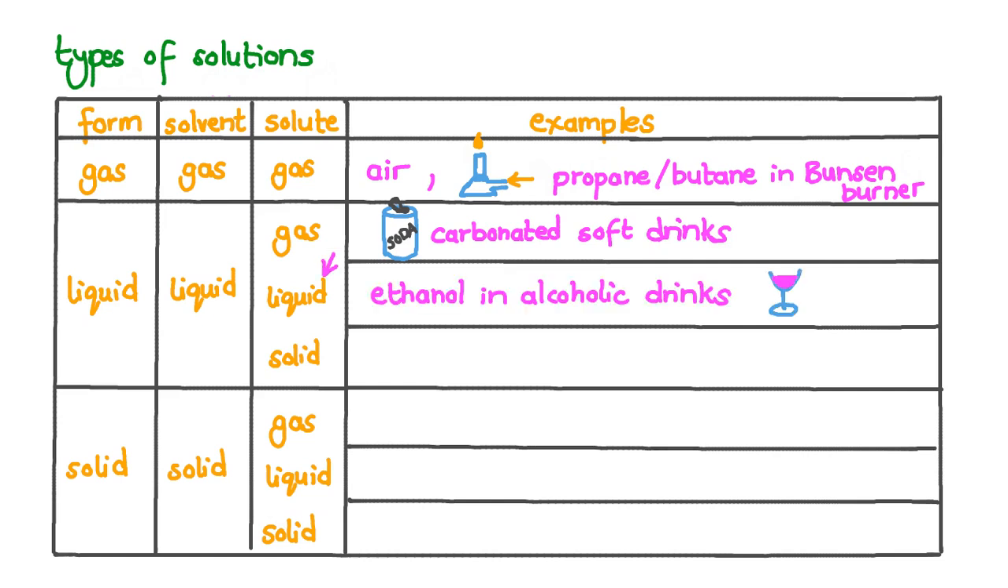Ethanol in alcoholic drinks such as wine and beer is an example of a liquid solute dissolved in a liquid. We've seen that salt water is a classic example of a liquid solvent containing dissolved in it a solid solute. Other examples are sugar water and black coffee. What about solid solutions? An interesting example of a gas dissolved in a solid.